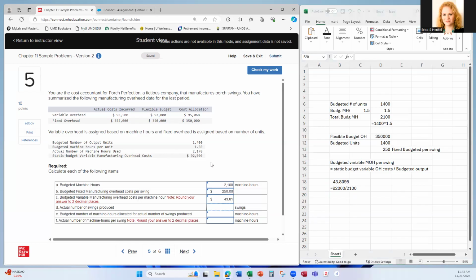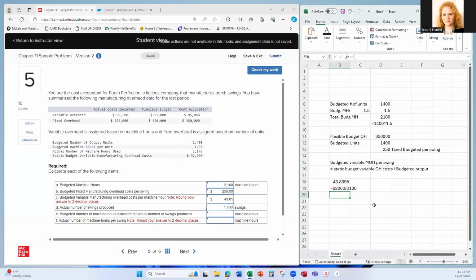Well, I just figured that out because we mentioned here, by the way, that if the static budgeted or static variable amount is equal to the flexible variable amount, then we can tell that our flexible amount was the same amount of output units, the 1,400. So we were looking at that. We did the same thing there.